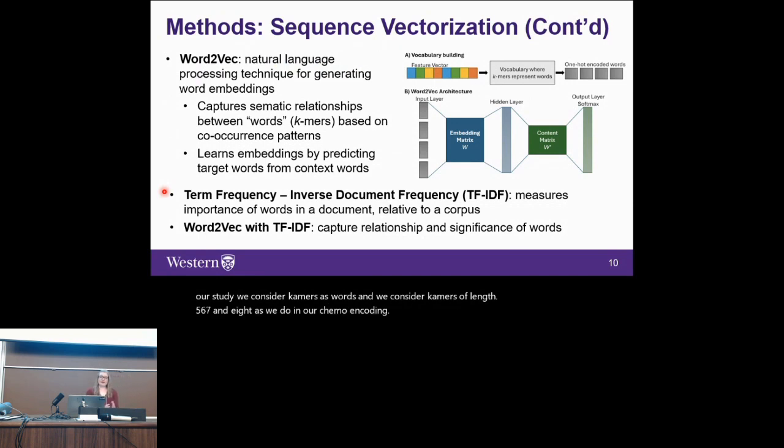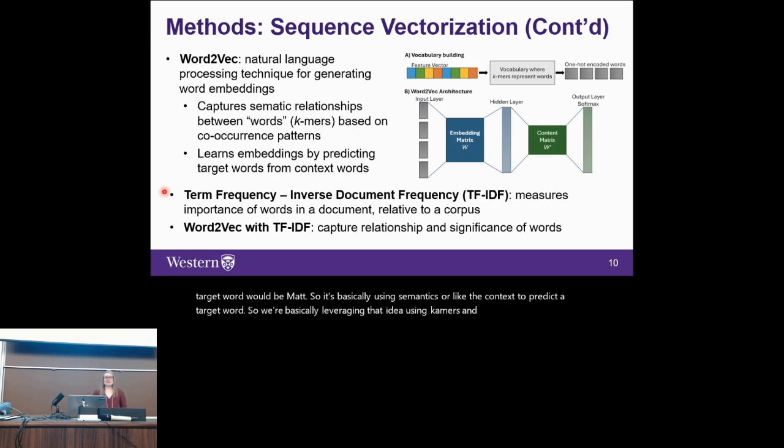So basically, word2vec learns embeddings by predicting target words based on context words. For example, in the sentence, the cat sat on the mat, the context words would be the cat sat on the, where the target word would be mat. So it's basically using semantics, or the context, to predict the target word. And we're leveraging that idea using k-mers.